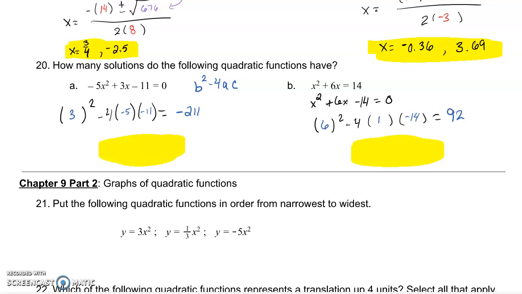So when we check b squared minus 4ac, and again remember this is the part that's going underneath the square root, in part A we get a negative number, negative 211. The 211 part doesn't matter. The negative part is what does. Can't have a negative inside your square root, can't do that. So we have no solution here.